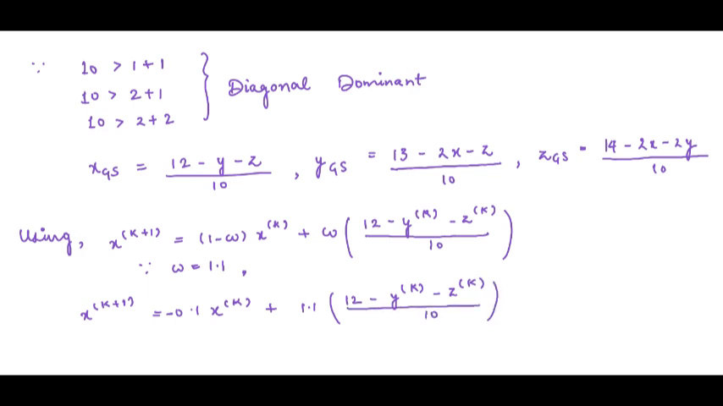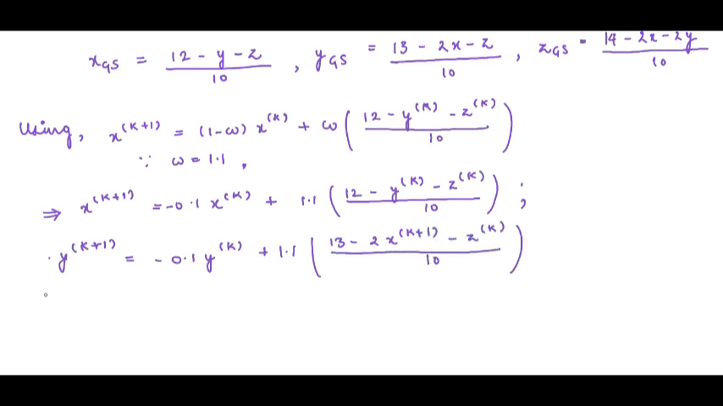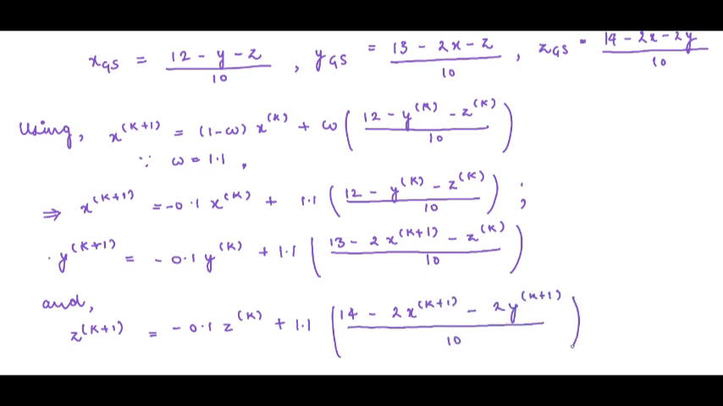Now remember that Gauss-Seidel uses a new x immediately. Therefore, you get y k plus 1 equals minus 0.1 yk plus 1.1 times 13 minus twice of x k plus 1 minus zk divided by 10. Now using both new values for z, we get z k plus 1 as minus 0.1 zk plus 1.1 times 14 minus twice of xk plus 1 minus 2yk plus 1 whole divided by 10.